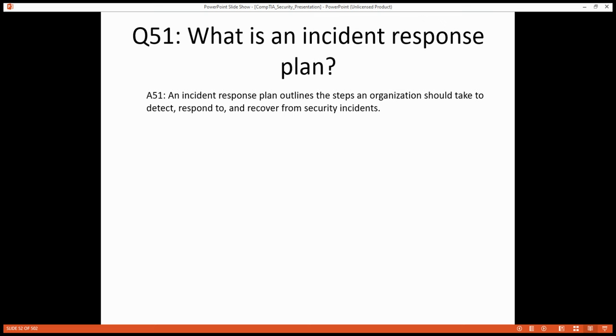Q51. What is an incident response plan? A51. An incident response plan outlines the steps an organization should take to detect, respond to, and recover from security incidents.